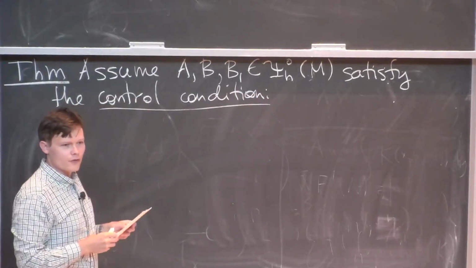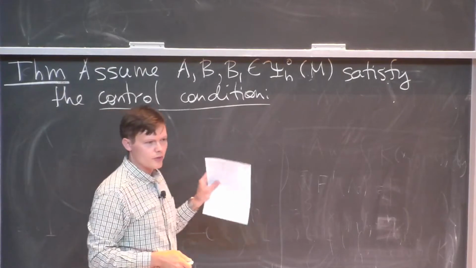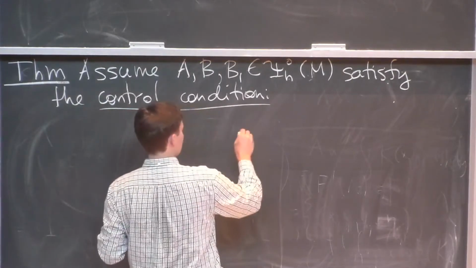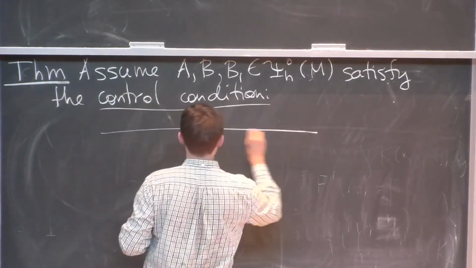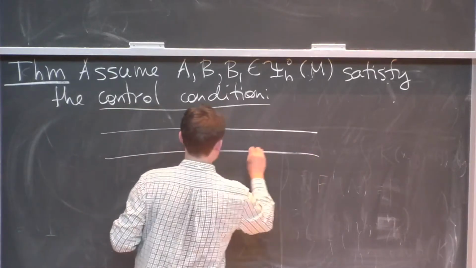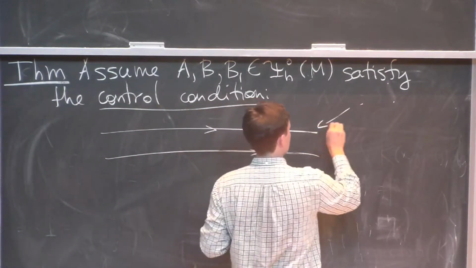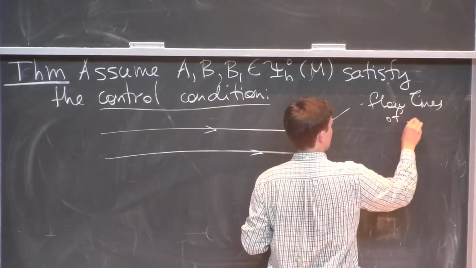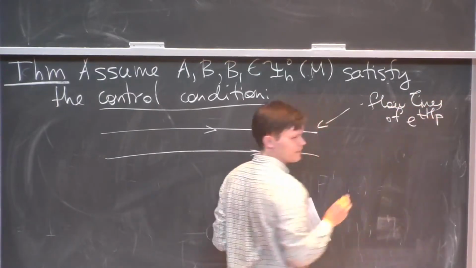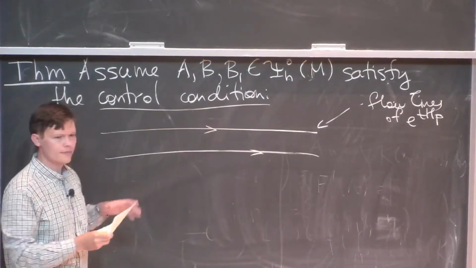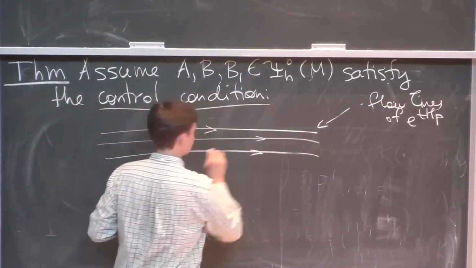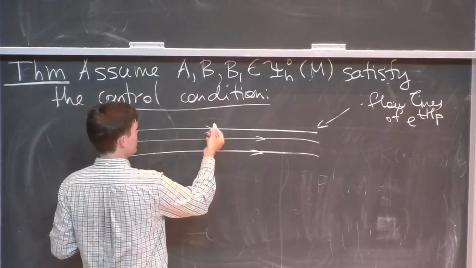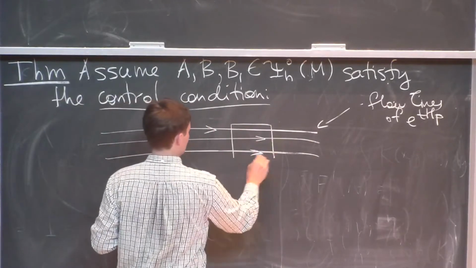Maybe I'll draw a picture first. I don't think I'll use colored chalk because it's very difficult to erase. But let's say this is the flow lines of e to the tH_p. Okay, so these are like that. And now I'll assume that I have the following situation.